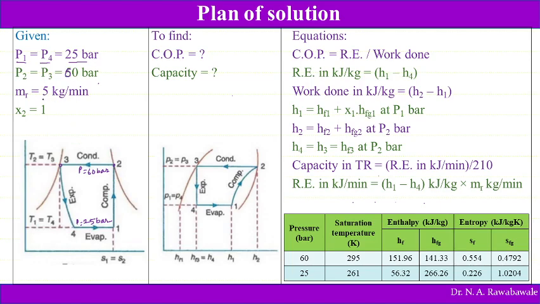And the mass flow rate of refrigerant is 5 kg per minute. The dryness fraction at the end of compression, that means when the refrigerant is compressed in the compressor from point 1 to point 2, the refrigerant becomes dry saturated. It is not going to become superheated or wet, it just becomes dry saturated. So this process 1 to 2 is shown on the pH diagram here.